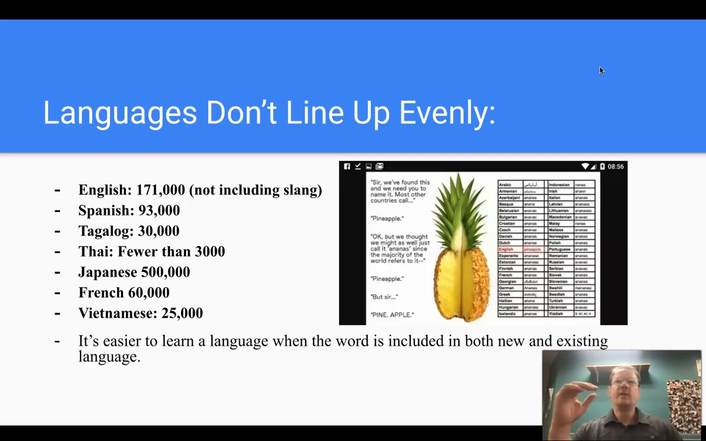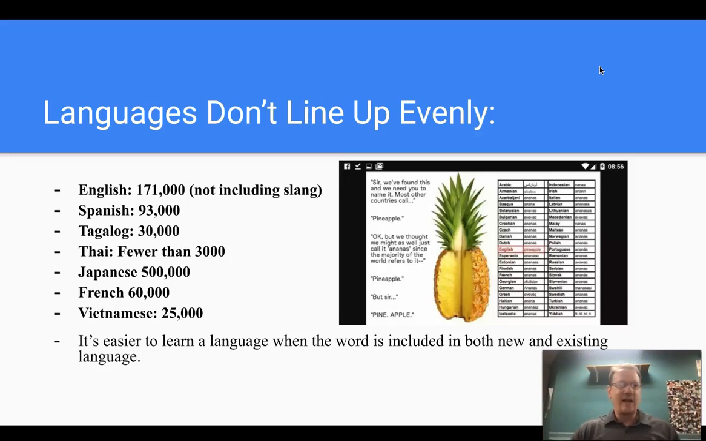So when learning a new language, it's much easier if the languages line up. If the word that you're trying to teach your student exists in their native language, it's much easier for the student to memorize it, right? So if I'm learning Spanish and my Spanish teacher says hola, that means hello. I know English, so I know the word hello, and hola means hello. Hello's in my language, so it makes it much easier to memorize because the languages line up.